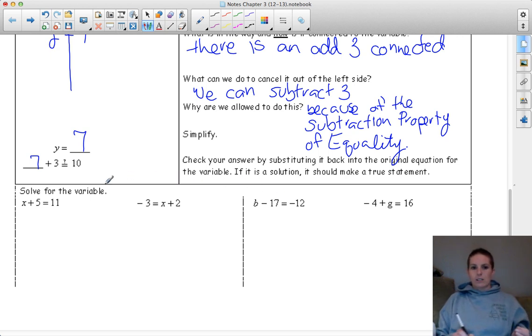When we see the directions, solve for the variable, we should be thinking, get the x value alone. Undo anything that's connected to it. Go ahead and try these 4 problems. I think you'll be okay on your own, but this last one I'm going to explain after you've had an opportunity to try them. So, give them a try.